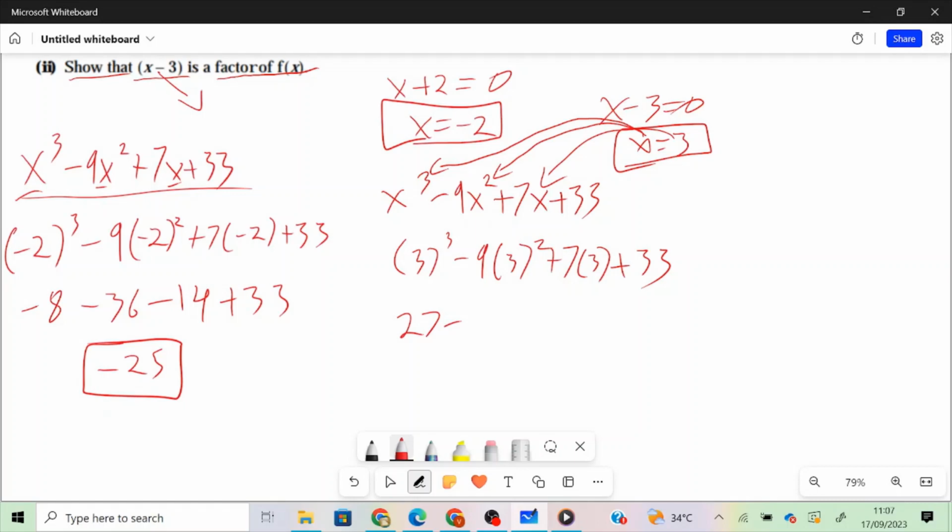27 minus 3 squared, that's 9 into minus 9, I'm pretty sure about minus 81, plus 21 plus 33. And going ahead and putting this all into our calculator, we get 0. So hence, we have proven that x minus 3 is a factor of this polynomial, because when we substituted x equals 3 into the polynomial, we got 0.